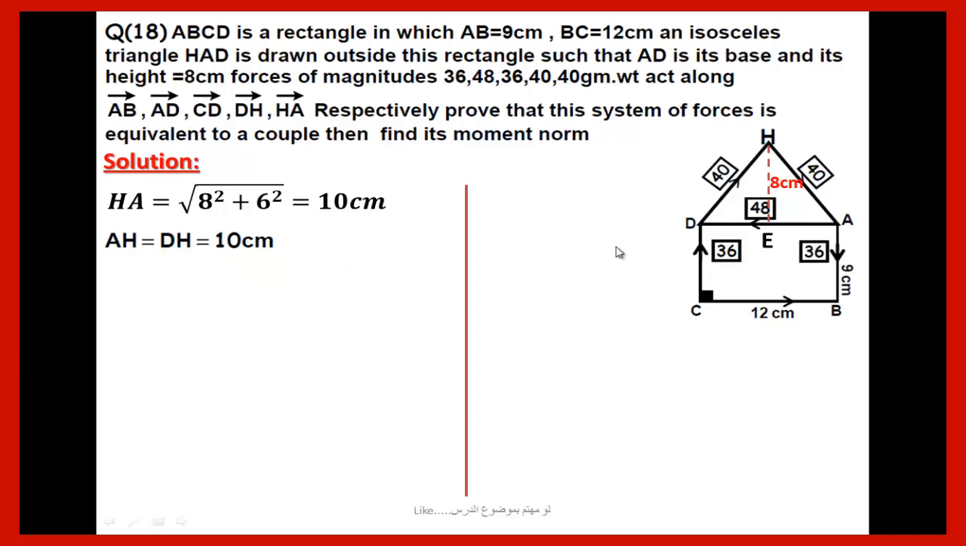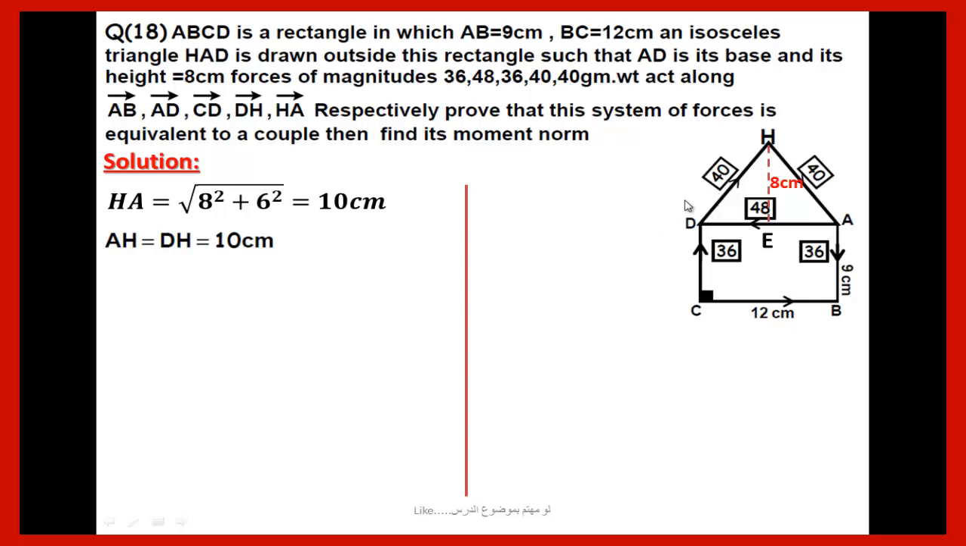There is a proportion between the forces and the sides of triangle HAD. 40, the magnitude of the force, over the length of HA, 10, equals 4. Also 48 over the length of AD, which equals 12, so we have 48 divided by 12 equals 4. Also 40 divided by 10 equals 4.